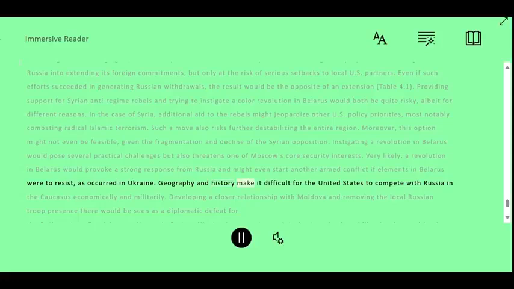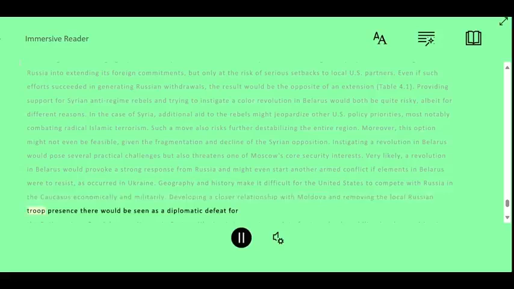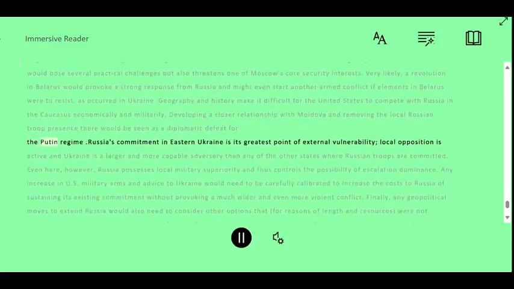Geography and history make it difficult for the United States to compete with Russia in the Caucasus economically and militarily. Developing a closer relationship with Moldova and removing the local Russian troop presence there would be seen as a diplomatic defeat for the Putin regime.